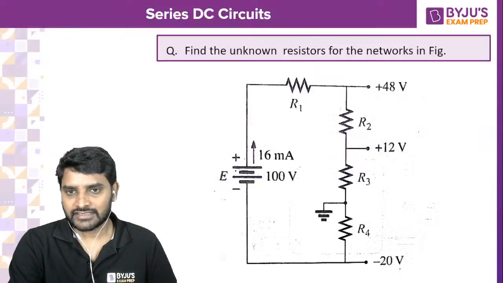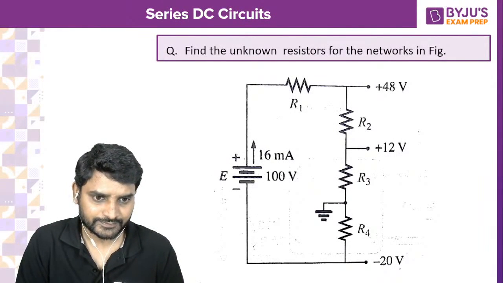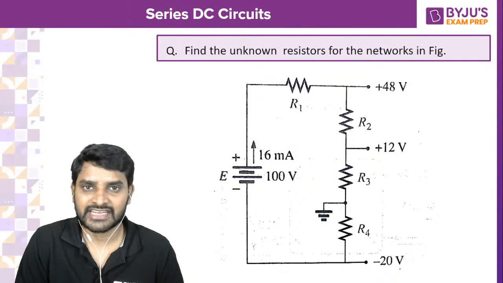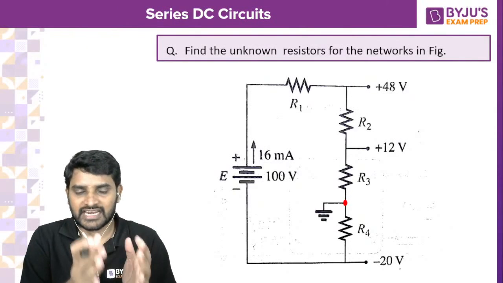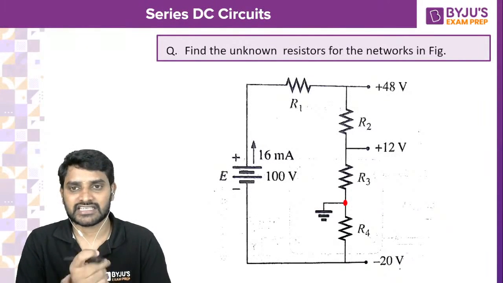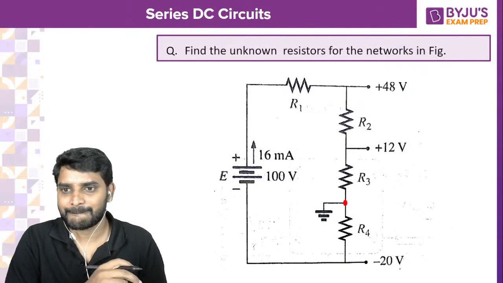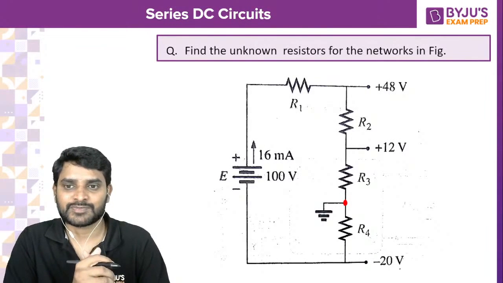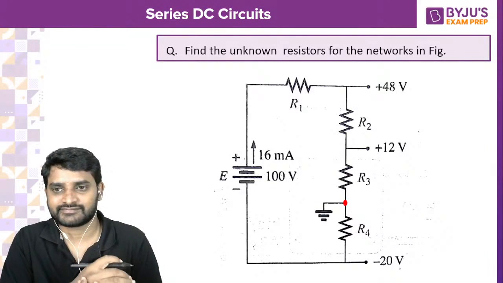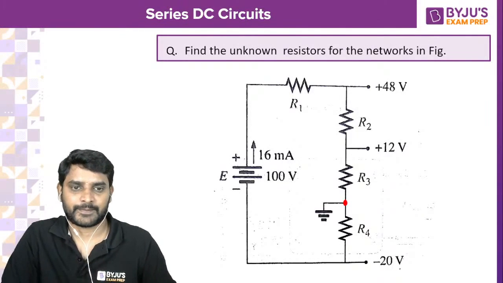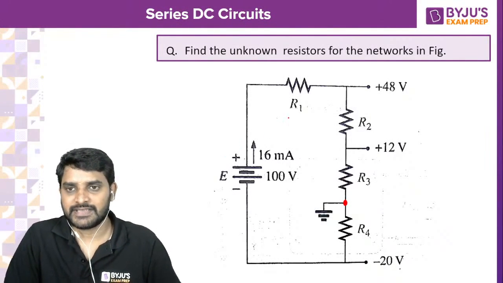Anybody tried this homework? I've given a hint also. You take this from ground, then you'll get it. Current is there, voltage is there, voltage source is there. He's asking about R1, R2, R3, R4. Anybody tried? Come on, my dear, respond. Good afternoon, Yogananda. Let's move on.